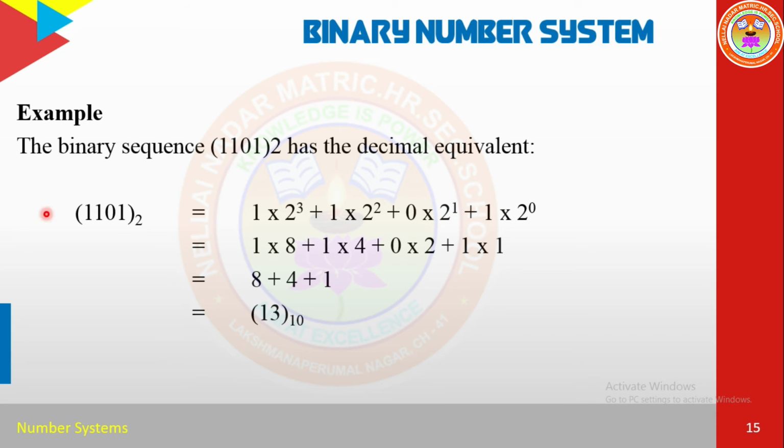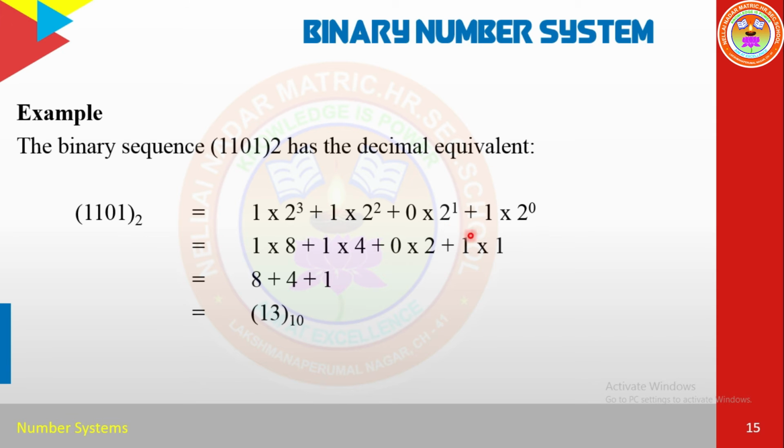How is the 0 coming? Because the second number from the right hand side is 0 only. Then the third one, 1 into 2 power 2. Is it correct? Yes. Then the next one, 1 into 2 power 3. That's all. In case one more number is there, it will be 1 into 2 power 4, and it continues like that.